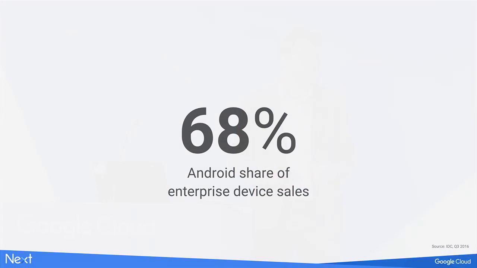Then in terms of Android, Android is the biggest operating system in mobile across smartphone devices today, and that extends into enterprise. 68% of mobile devices shipped through an enterprise channel were Android last year.